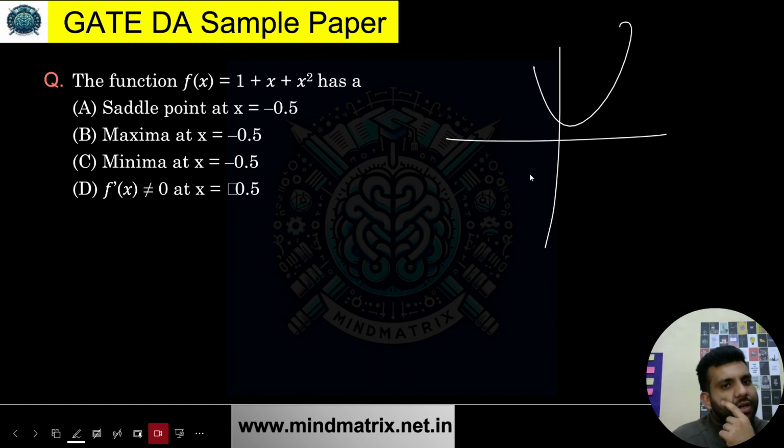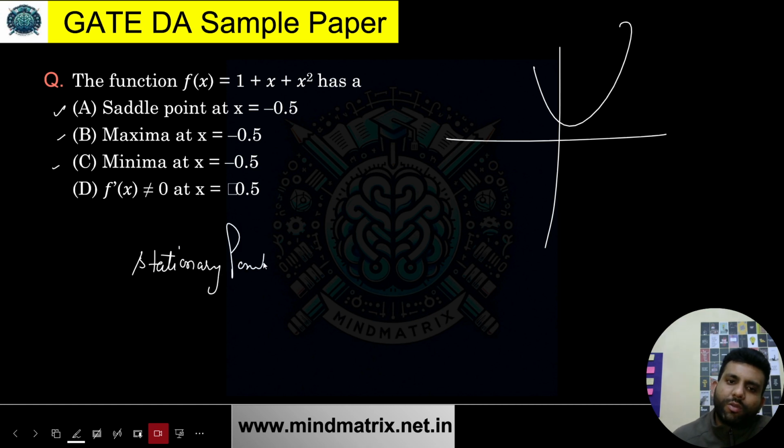Now let's understand what is being asked. So we have this kind of function which will be a parabola only. Okay, so what exactly is the saddle point, maxima, minima? Let's just talk about this. So first of all, you need to understand stationary points. I'll just tell you in brief. Stationary points are those points where your f dash x is equal to 0.